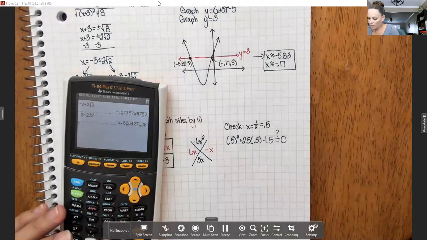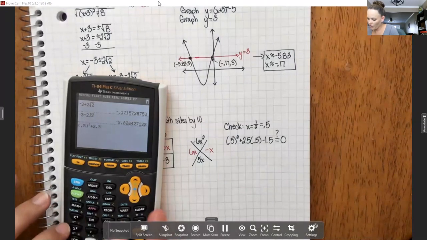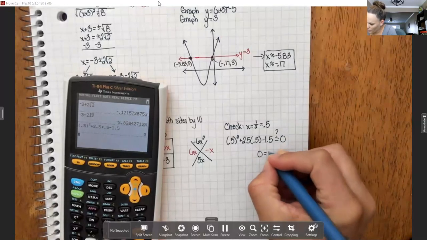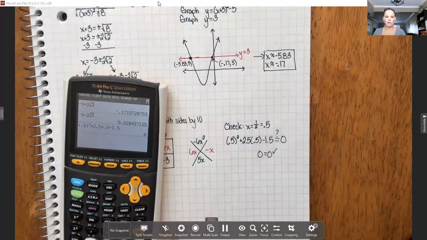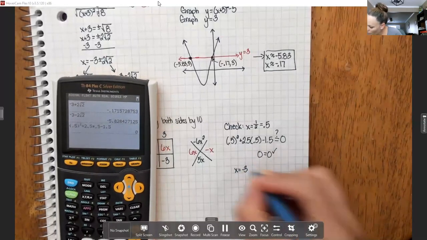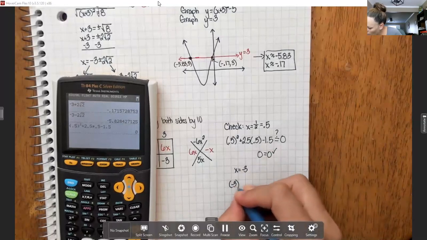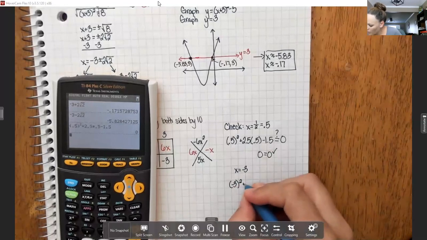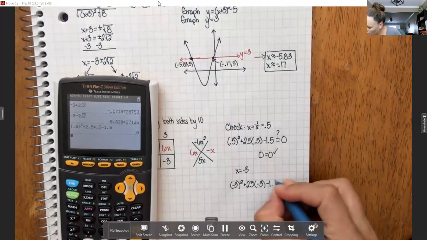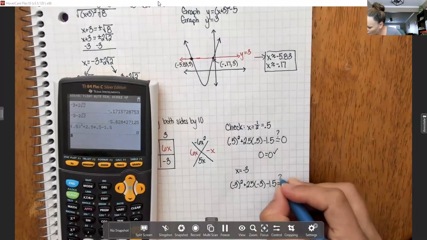All right, so 0.5 squared plus 2.5 times 0.5 minus 1.5. So we get 0 equals 0, so it worked. And then we also have to check x equals -3. The -3 squared plus 2.5 times -3 minus 1.5. Does that equal 0?